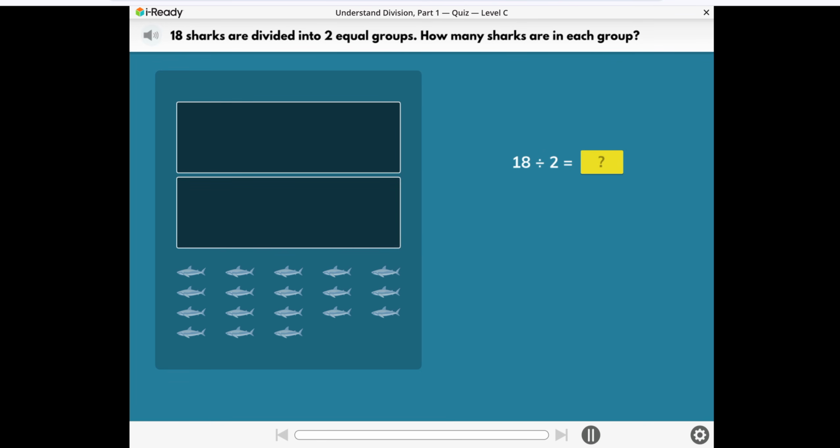18 sharks are divided into 2 equal groups. How many sharks are in each group?